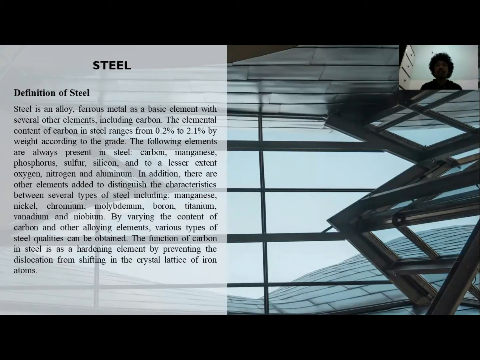In addition, other elements are added to distinguish characteristics between several types of steel, including manganese, nickel, chromium, molybdenum, boron, titanium, vanadium, and niobium. By varying the content of carbon and the other alloying elements, various types of steel qualities can be obtained. The function of carbon in steel is as a hardening element by preventing the dislocation from shifting in the crystal lattice of iron atoms.